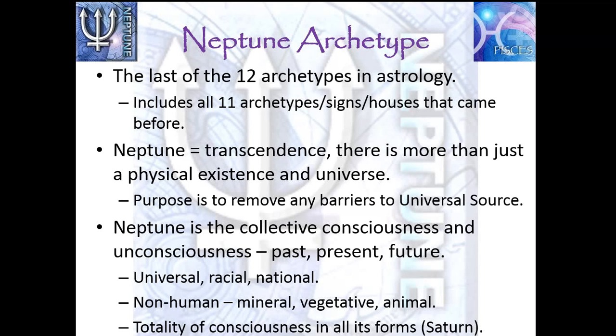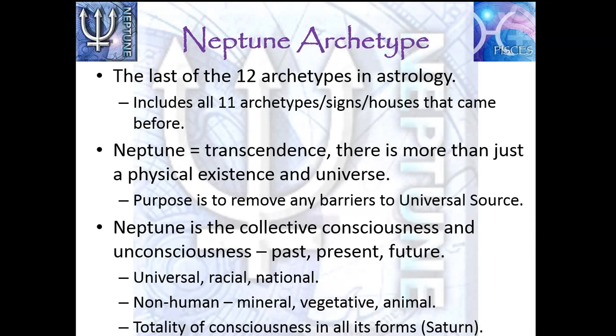And so when we look at universal source, it is the totality of conscious unconsciousness in all its different forms: mineral, vegetative, animal, human, angelic, whatever. And so regardless of the Saturnian form, behind that is Neptune. And when Neptune's retrograde, we become sensitized to recognizing all of this and to move in that direction of interconnectedness with all of this.